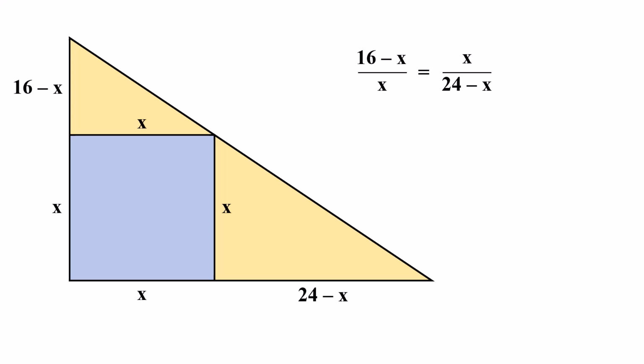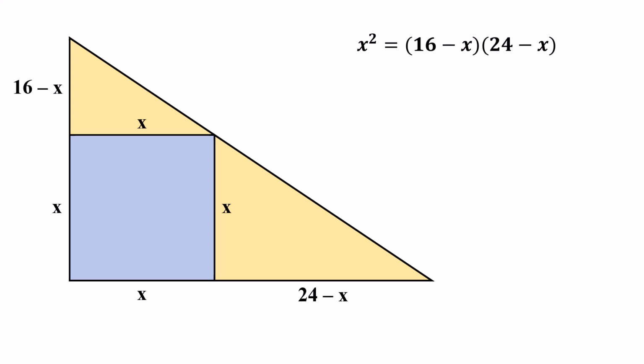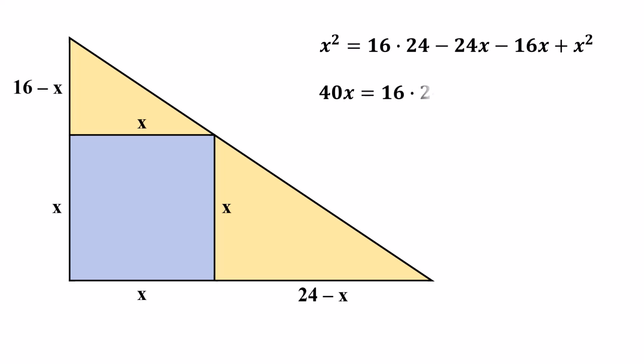By cross-multiplication, we can write x squared is equal to (16 minus x) times (24 minus x). Now, multiplying the right-hand side, x squared is equal to 16 times 24 minus 24x minus 16x plus x squared. Simplifying this, we get 40x is equal to 16 times 24. So, x is equal to 16 times 24 divided by 40, which gives us 9.6.